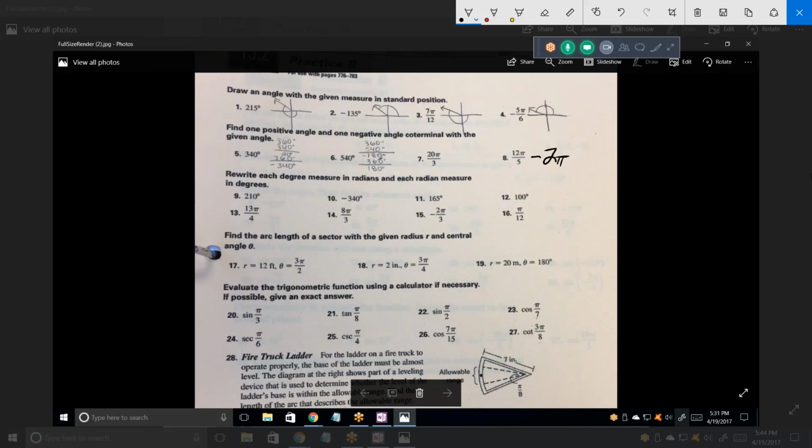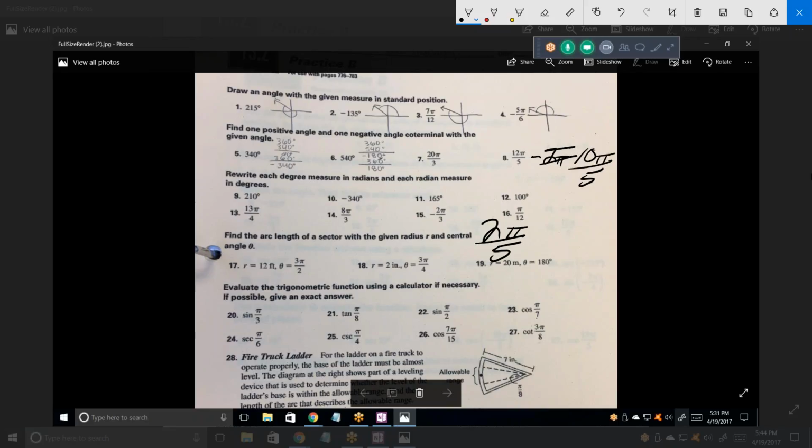So what's 12 pi over 5 minus 2 pi equal to? 10 pi over 5? So we got 12 pi over 5 minus 10 pi over 5. Yeah, I can write that as 10 pi over 5. Now give me the answer. What's 12 pi over 5 minus 10 pi over 5? 2 pi over 5? Is that in the unit circle?